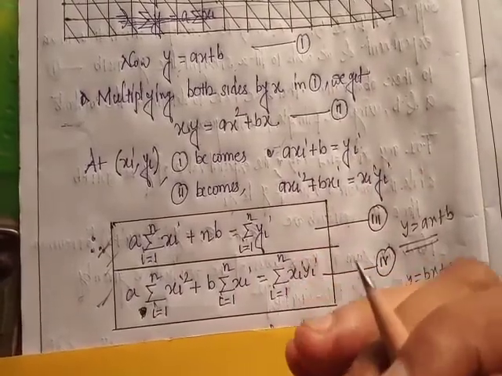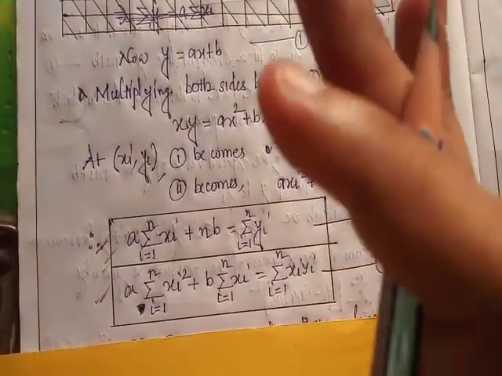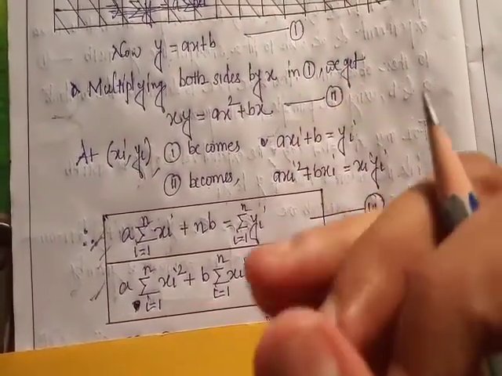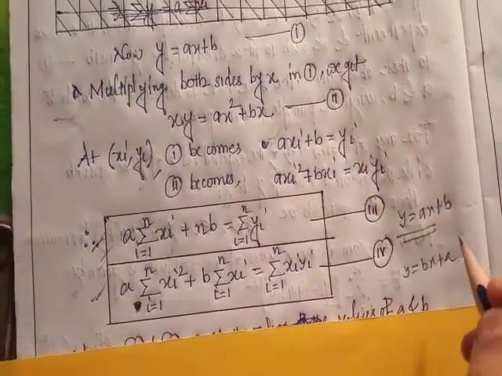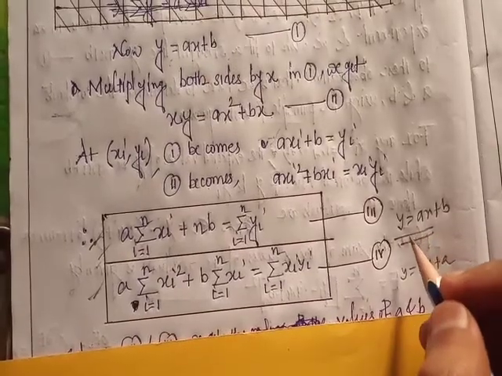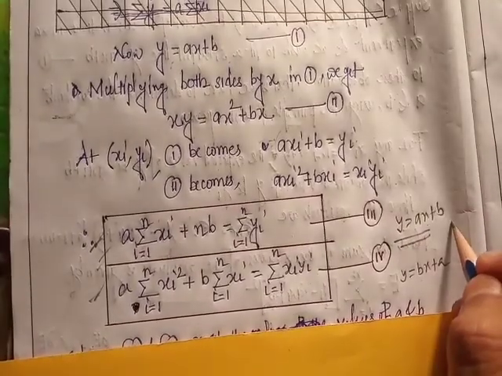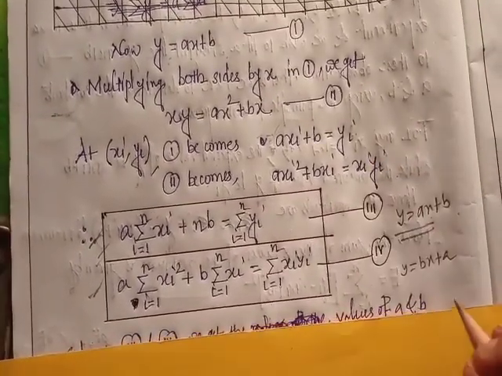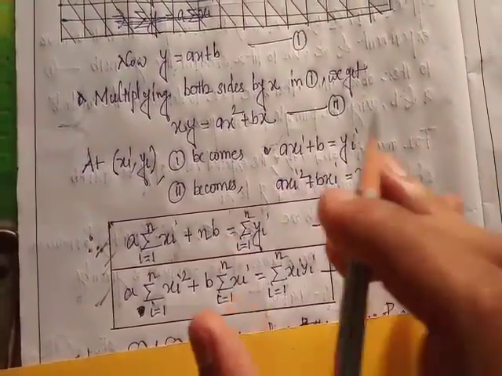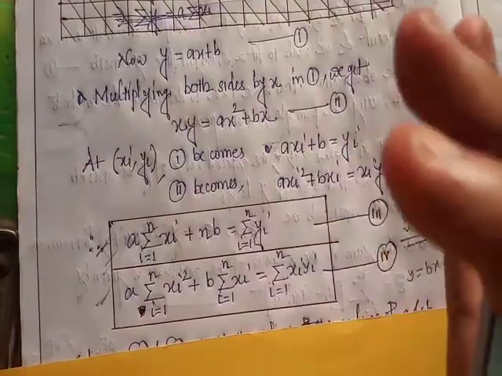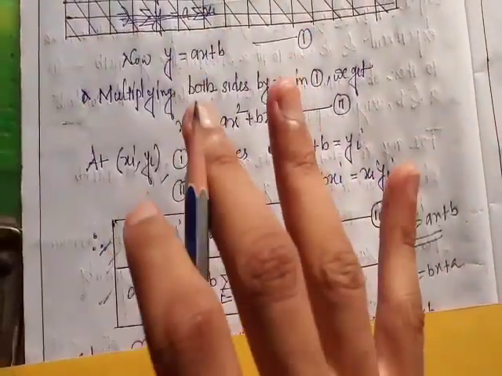Just interchange a and b, and we get the other values of a and b. This is the formula for fitting a straight line of the form y equal to ax plus b, and for fitting a straight line y equal to bx plus a, just interchange a and b, and we get the required result. Please remember this point.